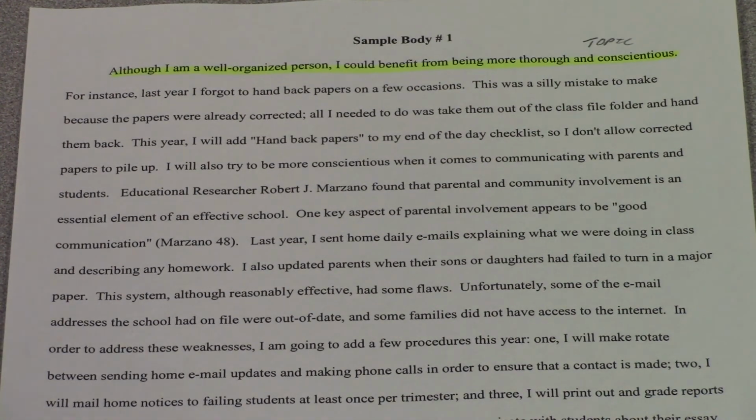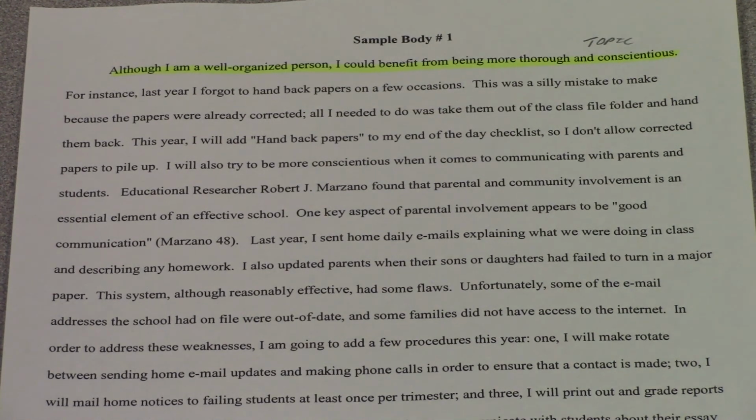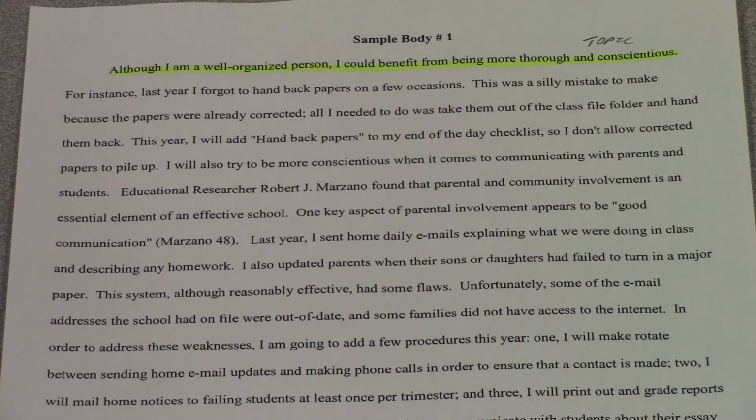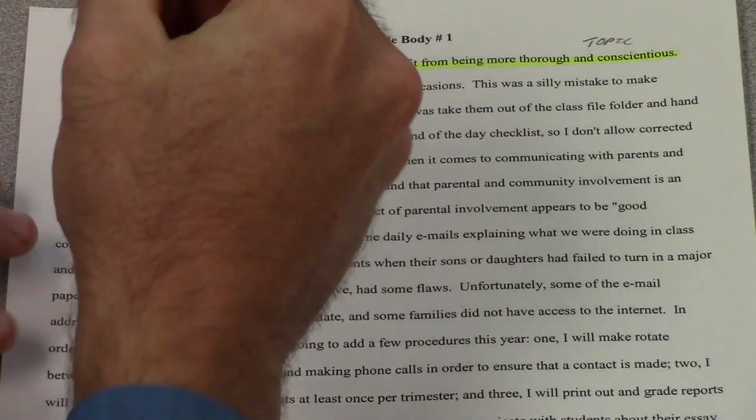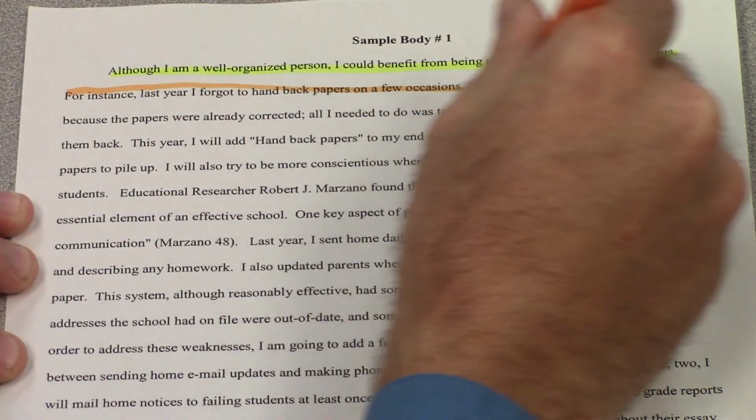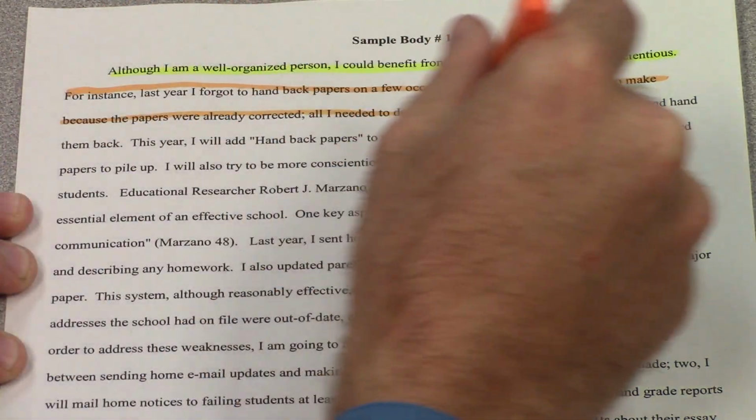For instance, last year I forgot to hand back papers on a few occasions. This was a silly mistake to make because the papers were already corrected. All I needed to do was take them out of the class file folder and hand them back. This year I will add hand back papers to my end of the day checklist so I don't allow corrected papers to pile up.